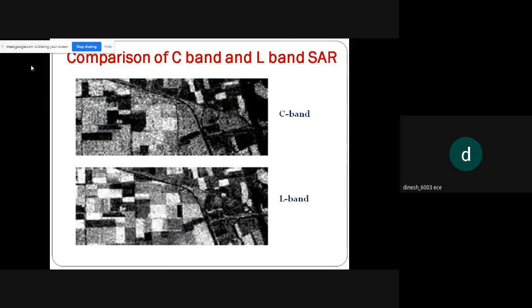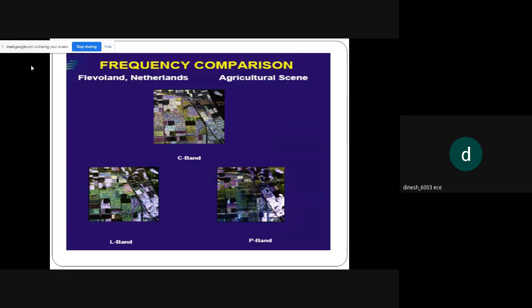A comparison of the C band and L band SAR, synthetic aperture radar. You can see the L band resolution and C band resolution, how it is. Depending upon the need, you can use whichever band we want. So, a frequency comparison as to which band to choose in the agricultural sector at Cleveland, Netherlands.